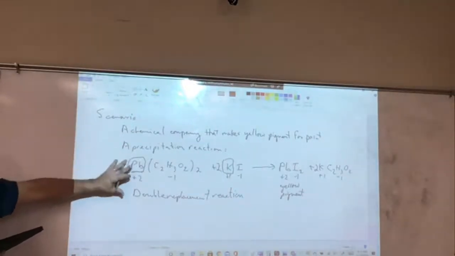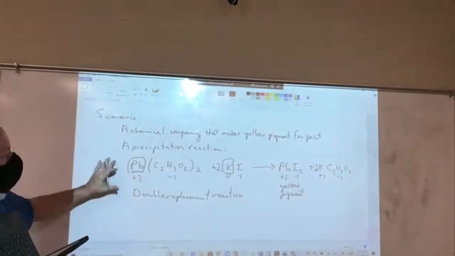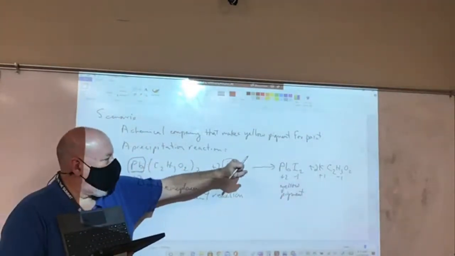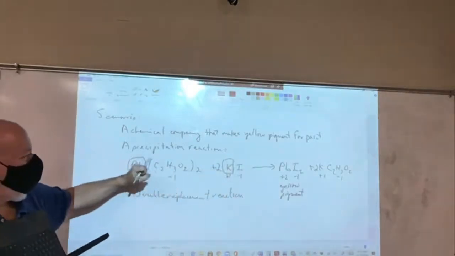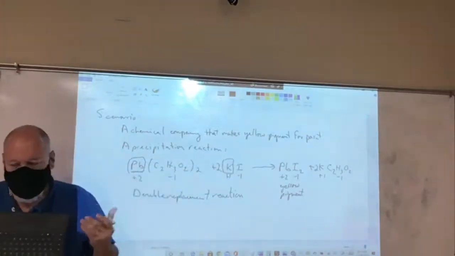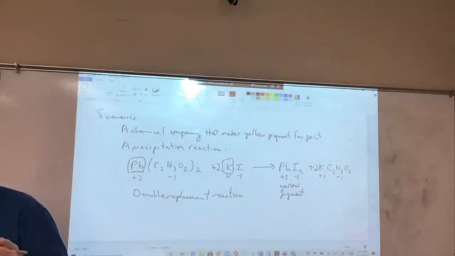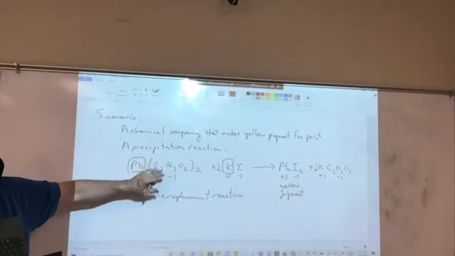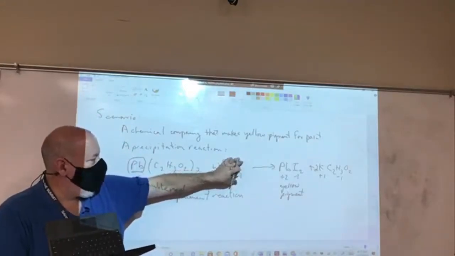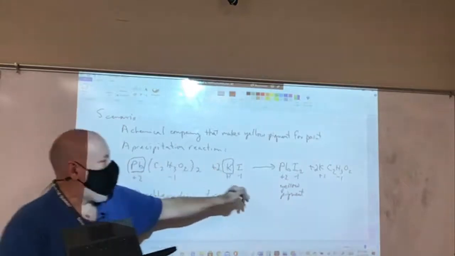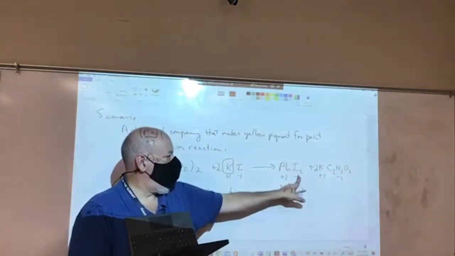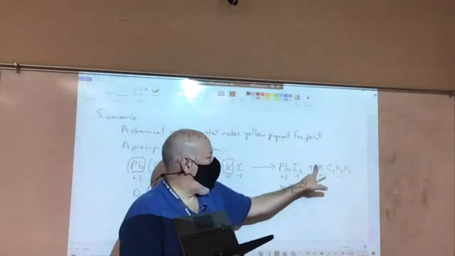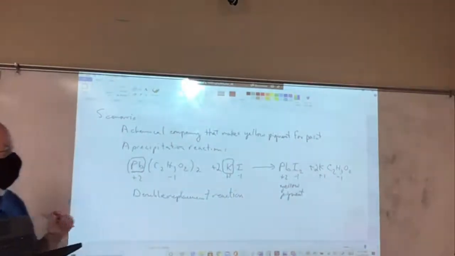Now, before we can do this, I need to know how many grams of this stuff I need to use, and I need to know how many grams of this stuff I need to use. We've talked about how to find a number of grams. We've talked about molarity. These are going to both be solutions. I'm going to make a solution of this, and I'm going to make a solution of this, and then I'm going to mix them together, and I will form this, and it will precipitate out into the container, and then this potassium acetate will still be in solution.